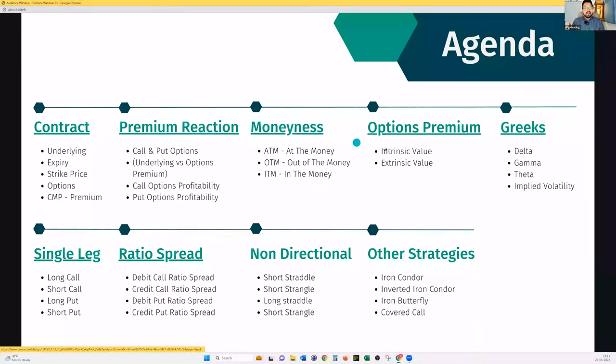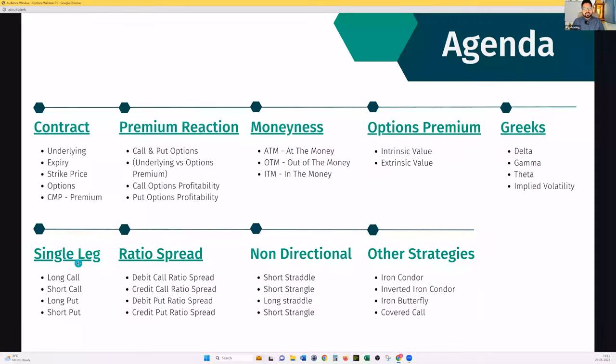And options premium has two values. The one is the intrinsic value and extrinsic value. And I will help you to understand why intrinsic value and extrinsic value play a big role in strike selections. And then we speak more about Greeks, where I discuss delta, gamma, theta, and then implied volatility.